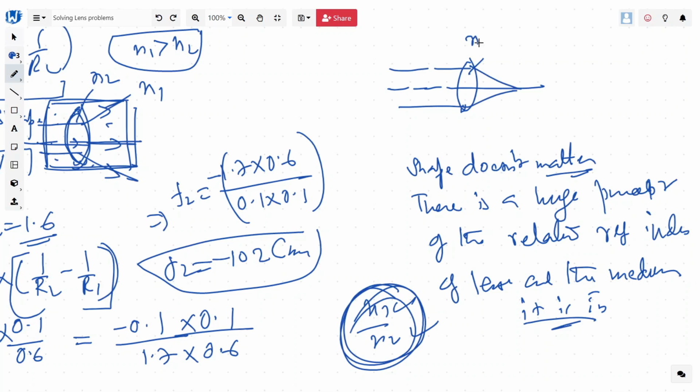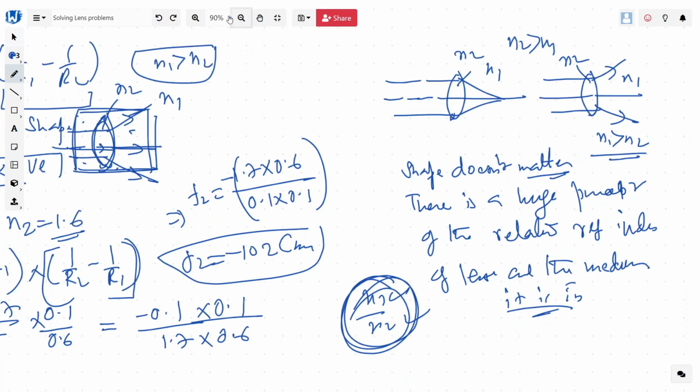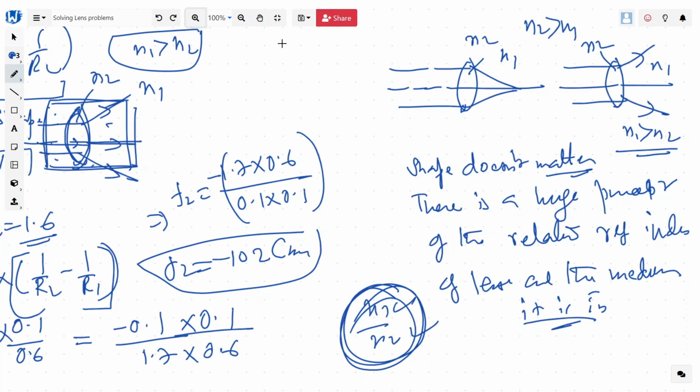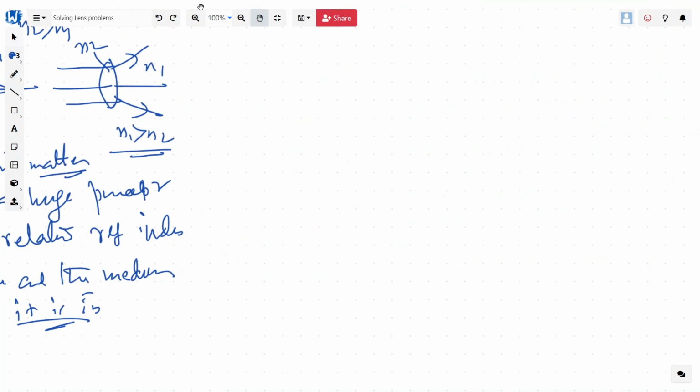So in this case you have n2 and n1, where n2 is greater than n1, and if it is the other way around, the shape will remain the same, right? But now it will become a diverging lens, right? So this is n2, this is n1, now n1 is greater than n2. So as you have seen, the initial focal length of the lens was 10 centimeters, right? So let's sum that up. So the initial focal length, here was our lens. In the air, the focal length was 10 centimeters.